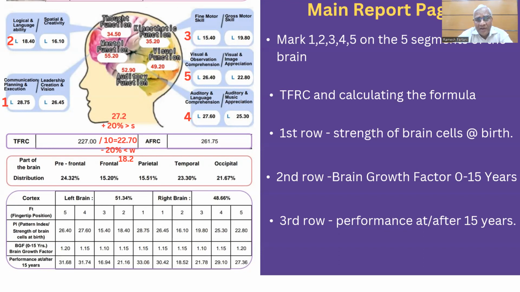Now, first line gives you the strength of brain cells at birth, which means 0 age. Second line gives you the brain growth factor from 0 to 15. Now, first line multiplied by second line is equal to third line. This is performance at or after 15 years.